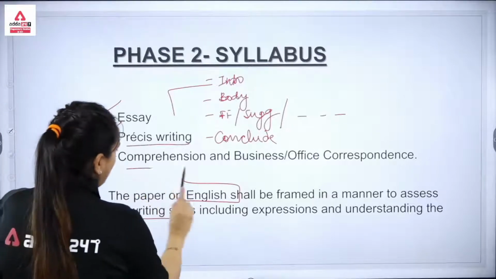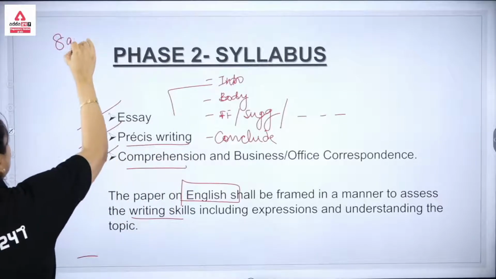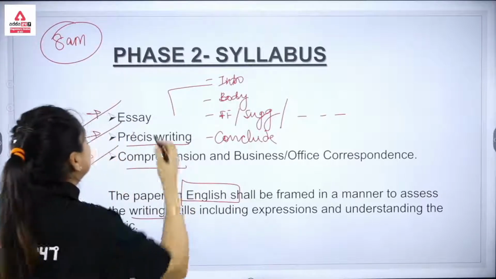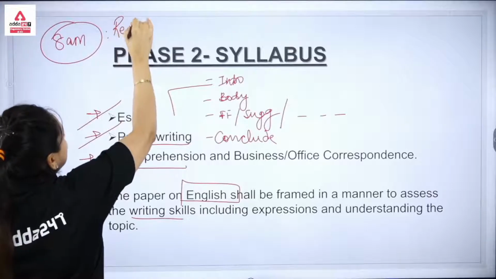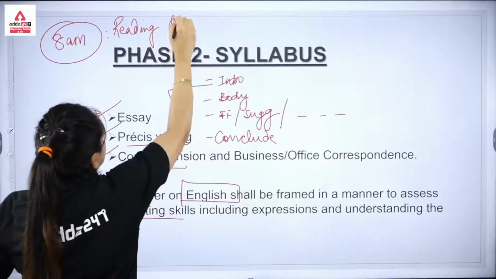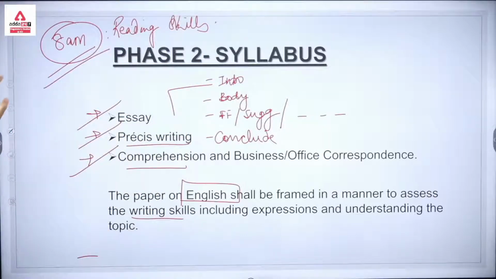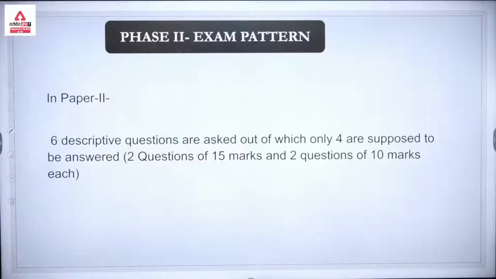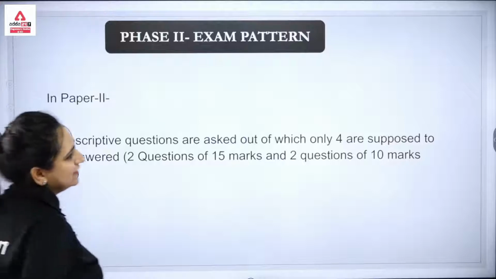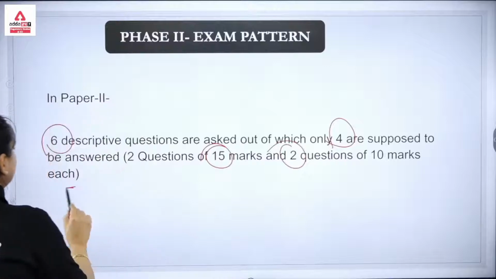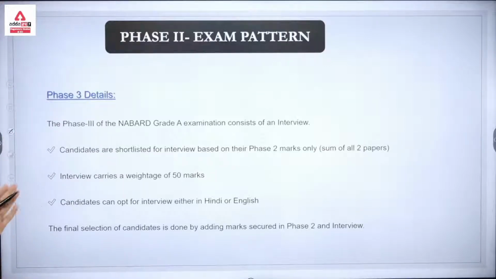For précis writing and comprehension, again I am telling you guys, if you really want to be very, very firm and accurate at your reading skills, this is the session for all of you. Again and again I am mentioning that. In this type of questions, there are 6 descriptive questions, out of which 4 are to be attempted. Again, 15 marks for 2 questions and 10 marks for each. This we discussed last time, which I am not going to take up again.